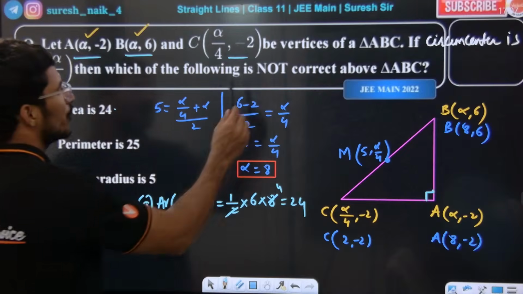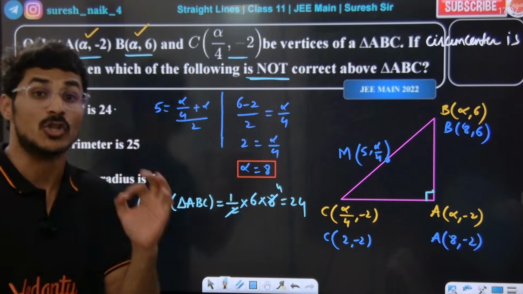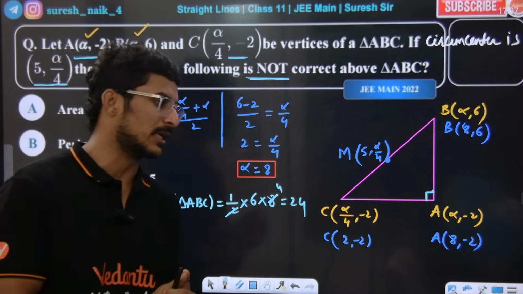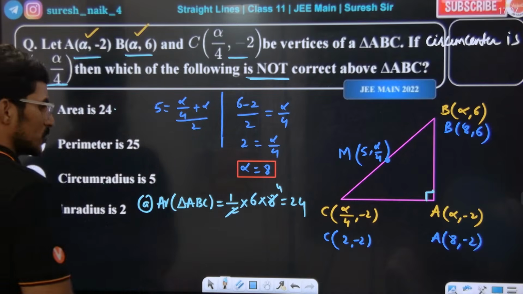They are asking us to find out which of the following options is not correct. So option A is correct now, so option A cannot be your answer. Correct or not? Yes or no? Super. So option A is correct.